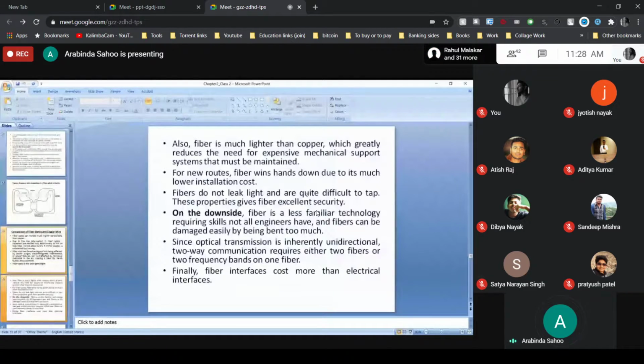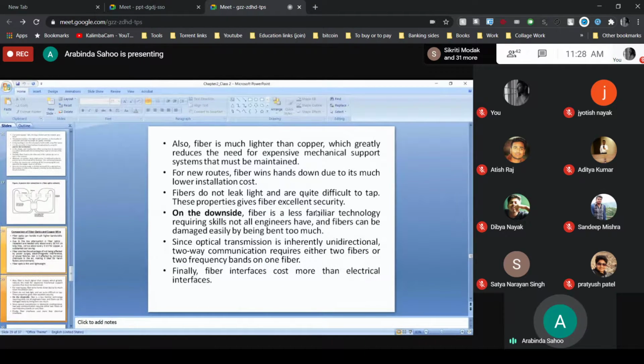Next, since optical transmission is inherently unidirectional, two-way communication requires either two fibers or two frequency bands on the fiber. But in the case of copper, with the same wire we can transmit as well as receive.